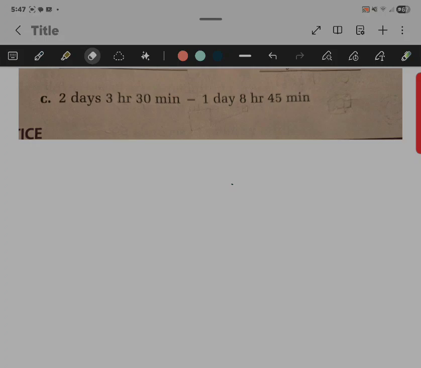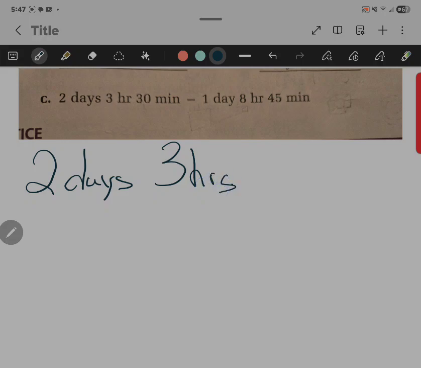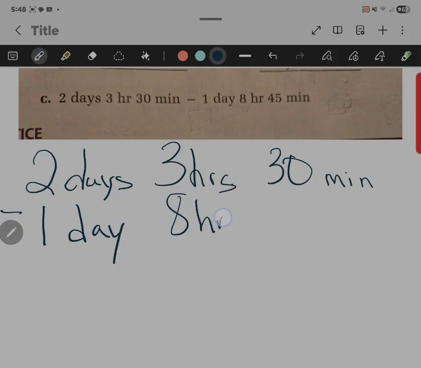Well, the first thing we have to do is set this question up so that we can subtract. So I'm going to rewrite it. So we have 2 days, 3 hours, and 30 minutes. And we're going to subtract 1 day, 8 hours, and 45 minutes from that.